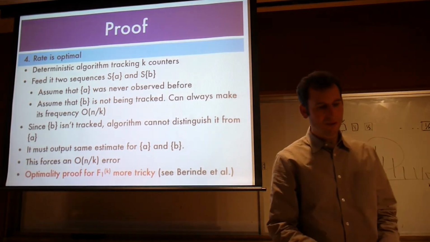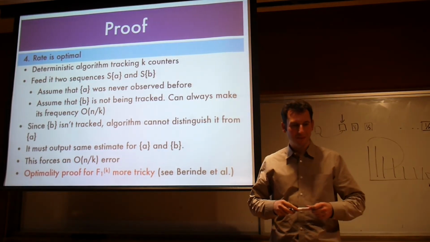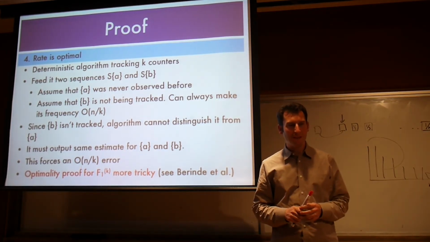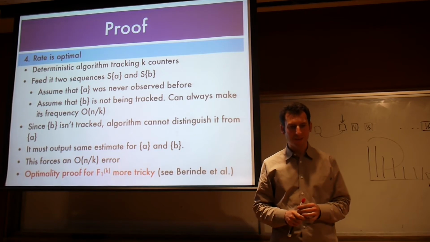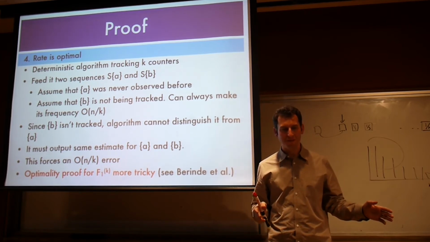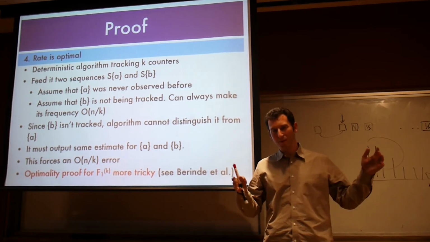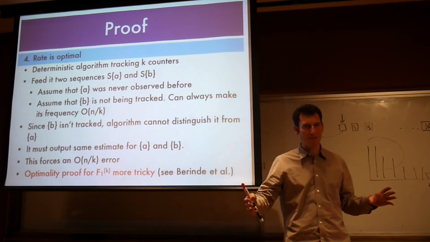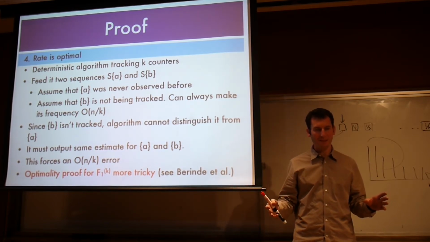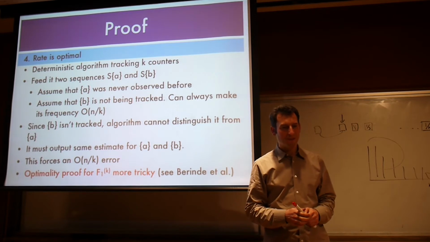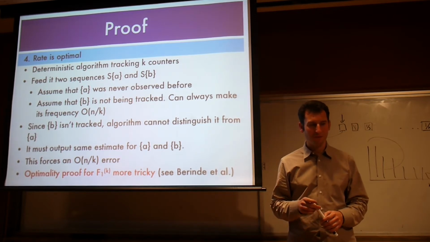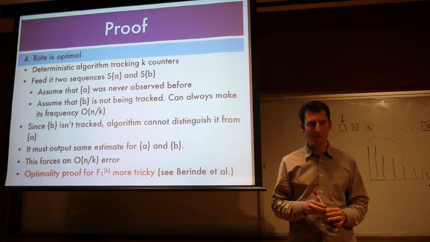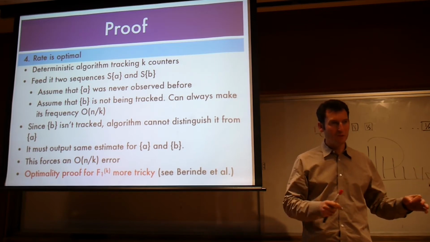Okay, let's prove that the rate is optimal. The claim is basically that any algorithm that tracks at most k counters and doesn't do anything else will have at most the same order of error. You can have whatever data structure for those k counters, but it's not allowed to do anything else. Well, what we do is we basically feed this algorithm 2 different sequences.